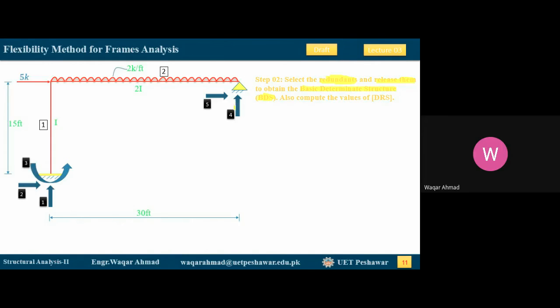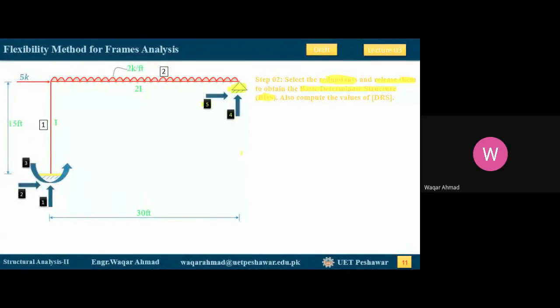Okay, so what I do is I solve it by choosing these 2 constraints, these 4 and 5. So I release them. If I choose these as redundants and release them, releasing means that there will be no effect of these reactions in this structure. So after releasing these reactions, it means that this total support will vanish. There will be no support at this point then. So you will get a free end at this point.